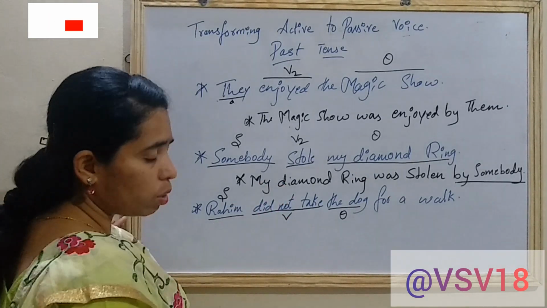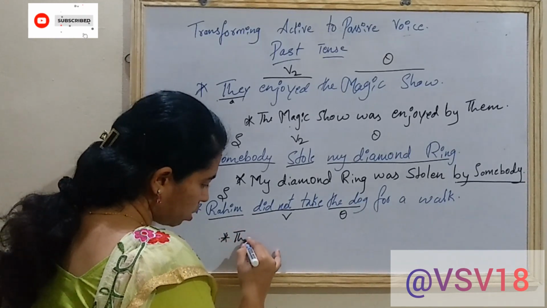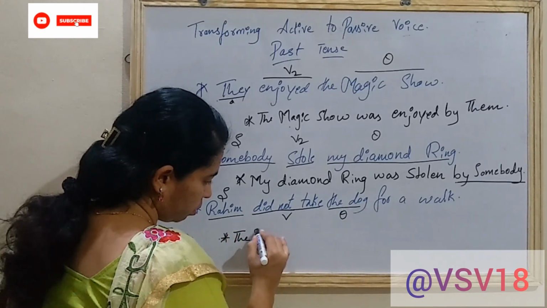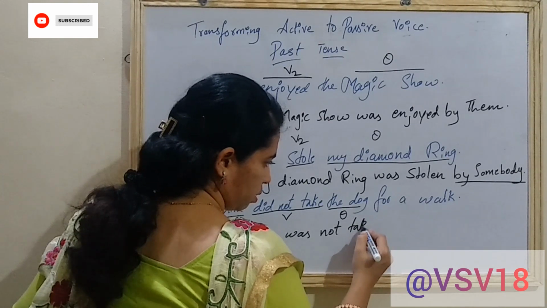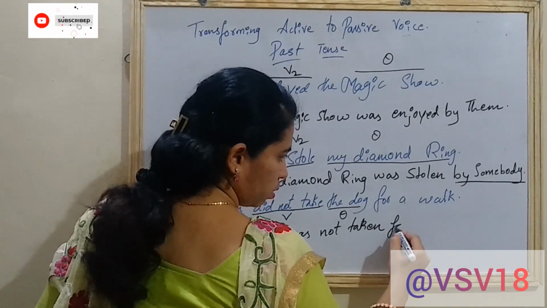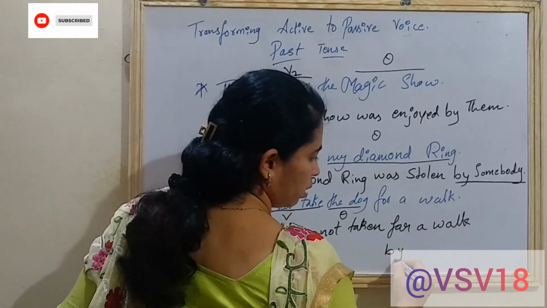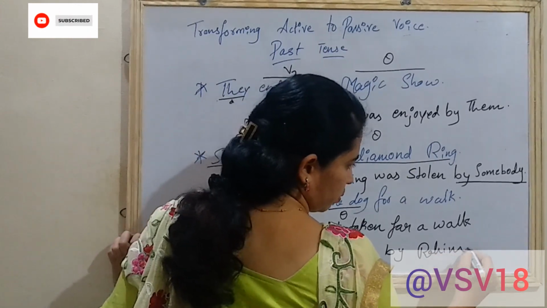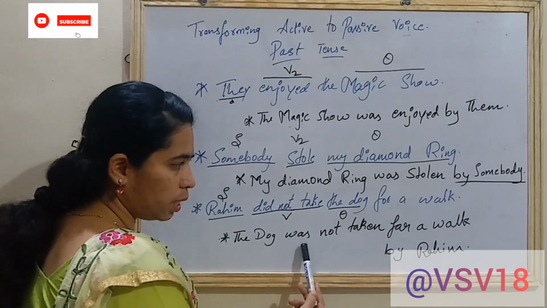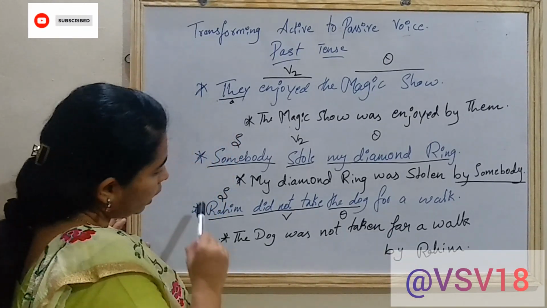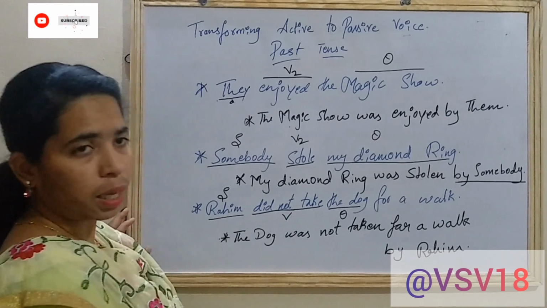So how are we going to change this? This we will change as the dog. Object comes as subject. The dog was not taken for a walk, by Rahim. So how did it come? The predicate came along with the tense verb, and subject becomes the last. It becomes an object of the passive voice.